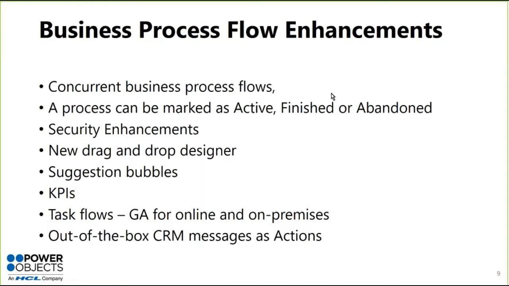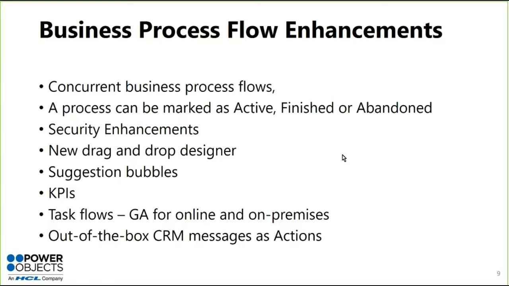We now have the ability to mark a process as active, finished, or abandoned. So if you have that venue and you decided it wasn't working out, you can just abandon that process instead of having to take it all the way to the end. And that gives us the ability then to do some analysis and metrics again. How many do we have that are active? What's going on with abandoned business process flows for particular records?